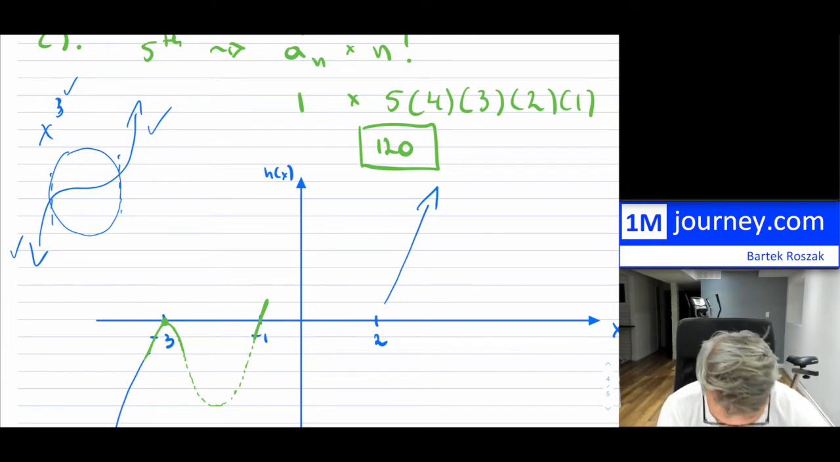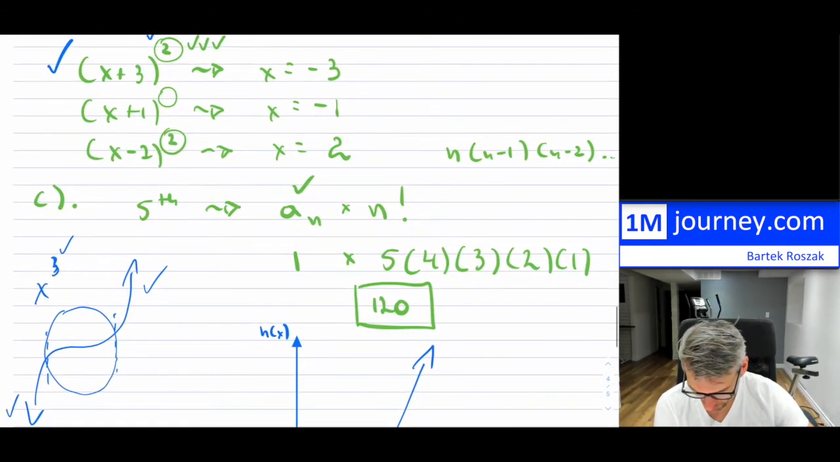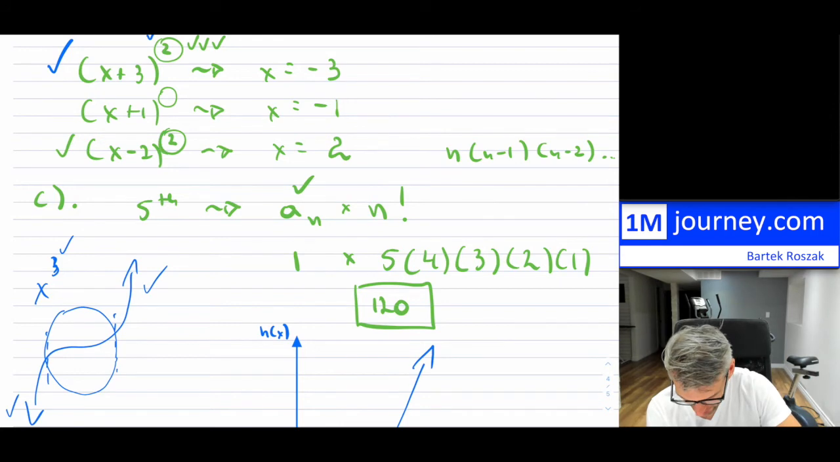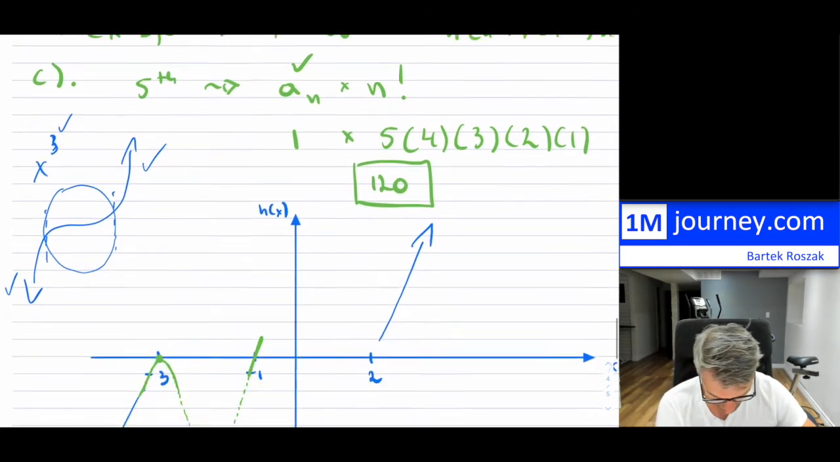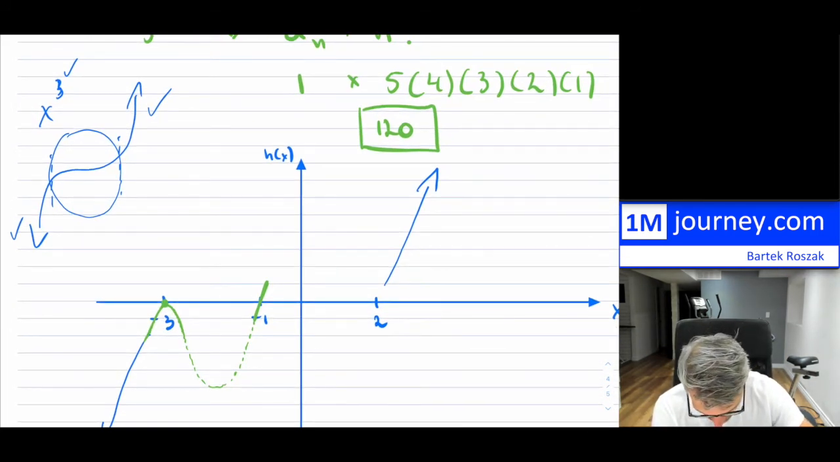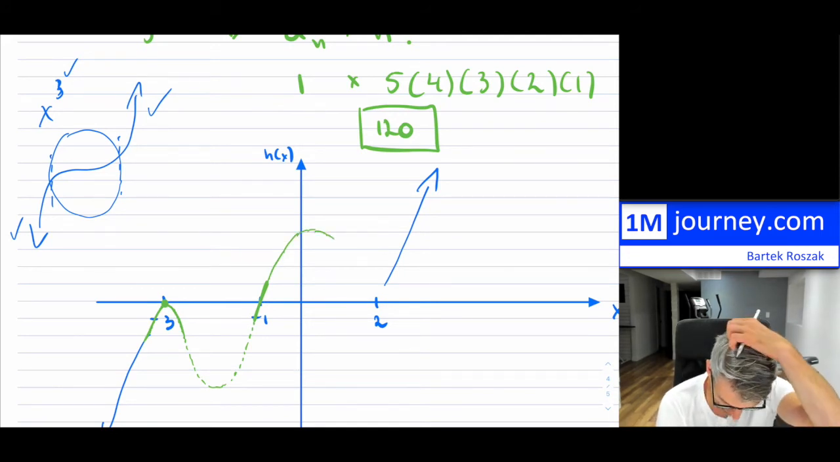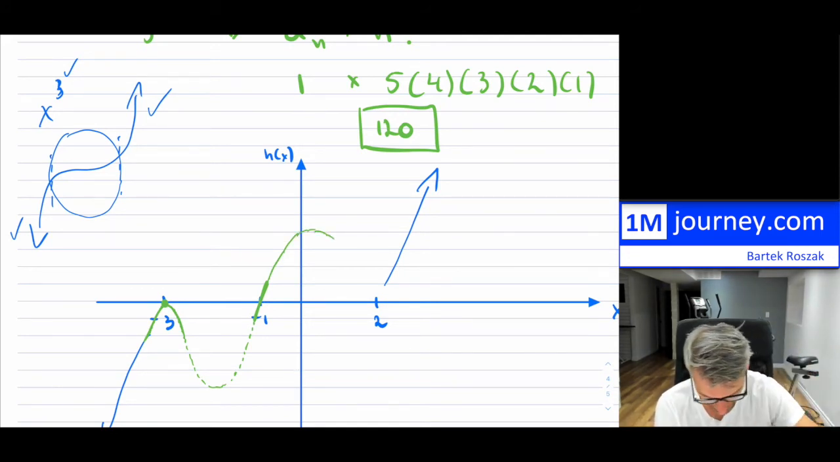And then at 2, notice it's again of second order. So that means this is going to go somewhere like this. It's going to be coming up, it's going to have some local maximum, it's going to come down, and here it's going to touch. Again, it's going to look like a parabola. So this is going to look something of that nature.